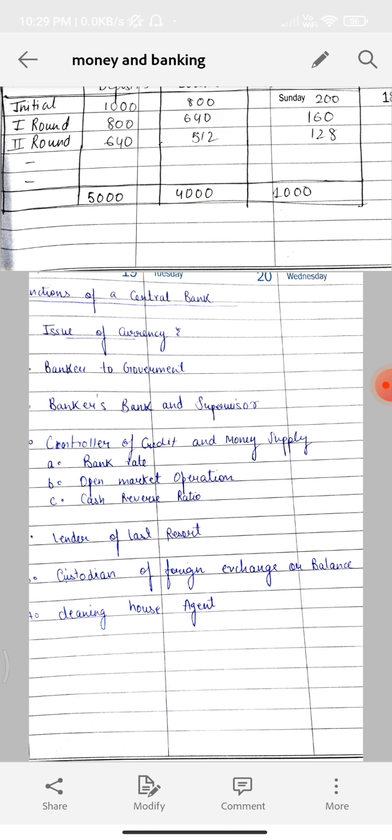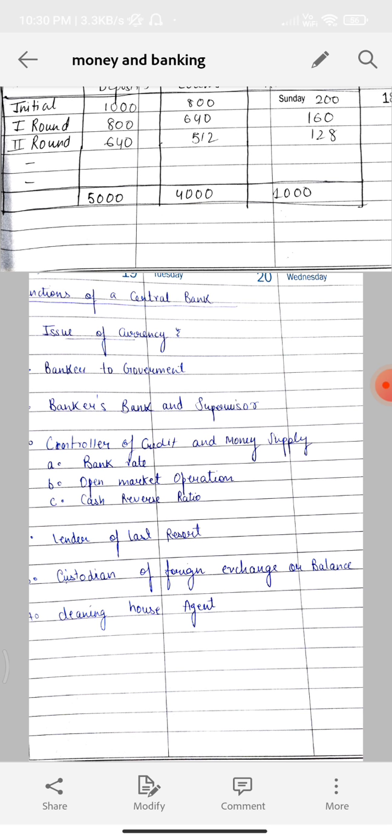First one is issue of currency. The central bank is given the sole monopoly of issuing currency in order to secure control over the volume of currency and credit. Here, sole monopoly means it is the only bank which can issue the currency. No other bank has the right to issue currency of India. Only RBI, the Central Bank of India, has this right. These notes circulate throughout the country as legal tender money. This is the only legal money which is used as a medium of exchange for goods.